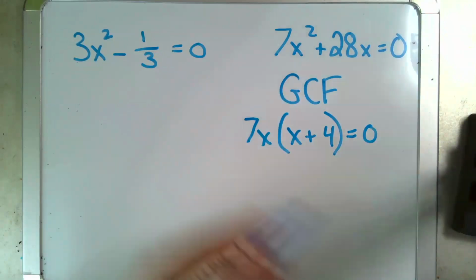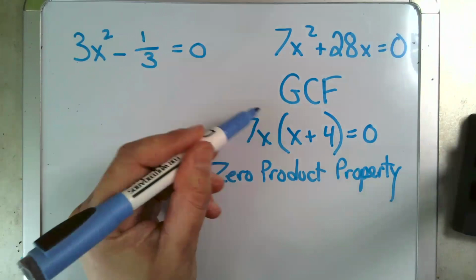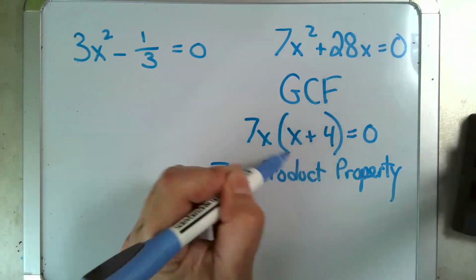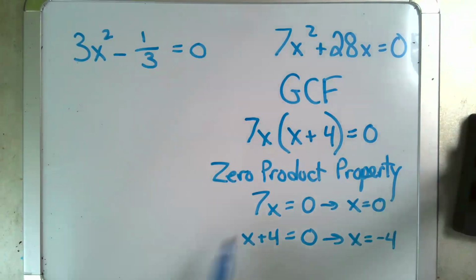And now I use the zero product property, which tells me that if one thing times another thing equals 0, that only happens when the first thing or the second thing equals 0. And now I just go ahead and solve for x. So here I'm going to divide both sides by 7, and 0 divided by 7 is 0. And here I'm going to subtract 4 from both sides. So x equals 0 and x equals negative 4 is how to factor and solve that equation.